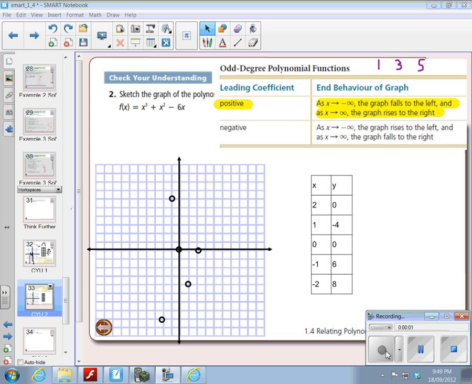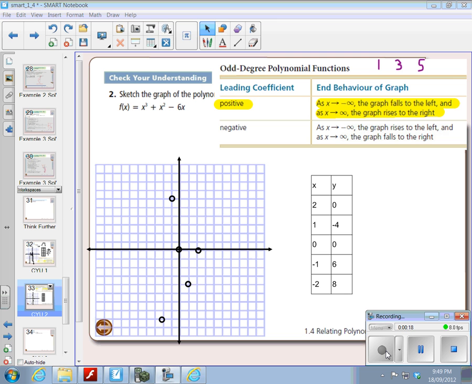Okay, on this check for understanding number 2, I'd like your teacher to press pause right now, and I'd like you guys to try and do this one without me talking you through it. So press pause. Okay, welcome back. Let's see how you made out in your graph.